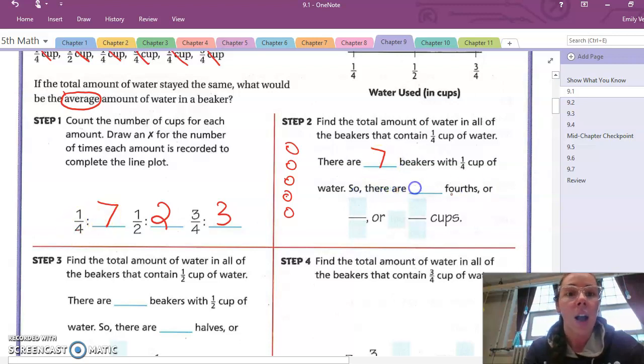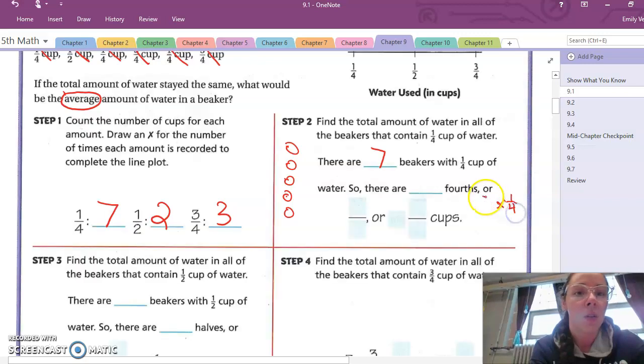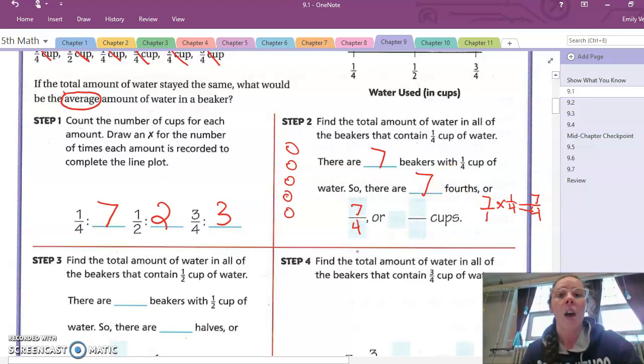So there are how many fourths? If I write a little math equation here, 7 times 1/4, put 7 over 1, do a little multiplication, 7 times 1 is 7, 1 times 4 is 4, so there are 7 fourths, or written as a fraction, 7 over 4. But now I've got an improper fraction here. Got to take care of that, do a little simplification.